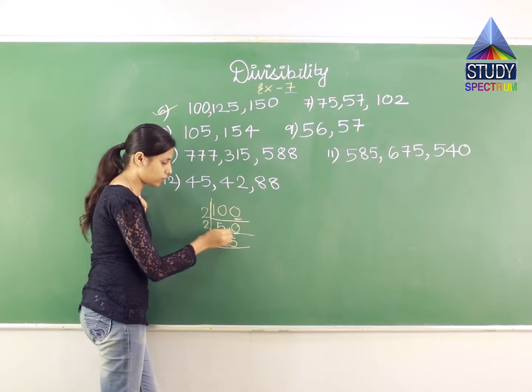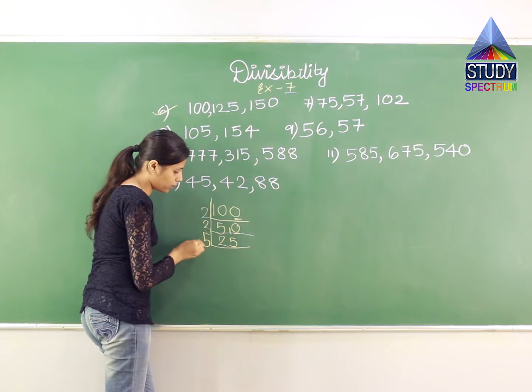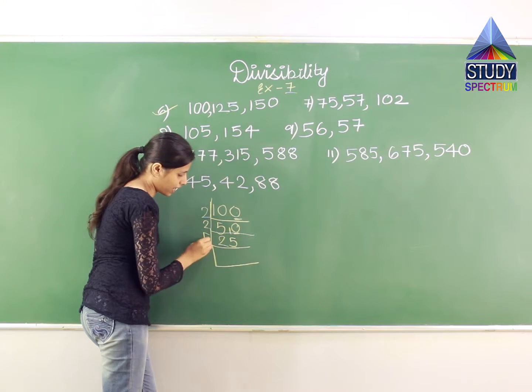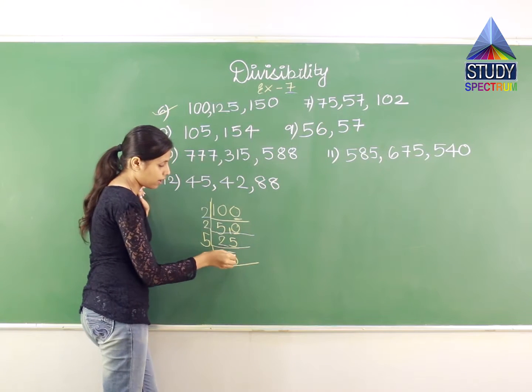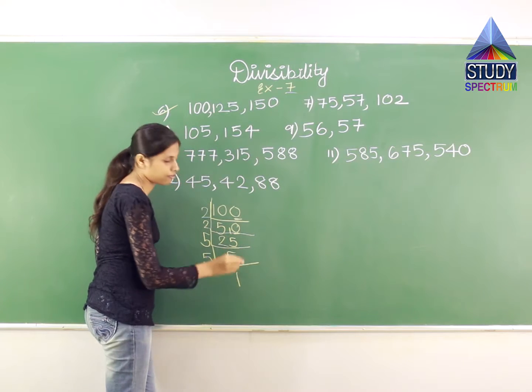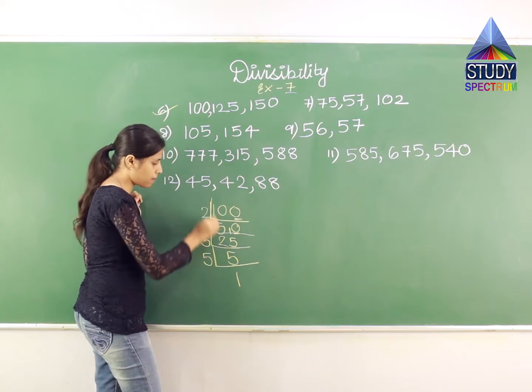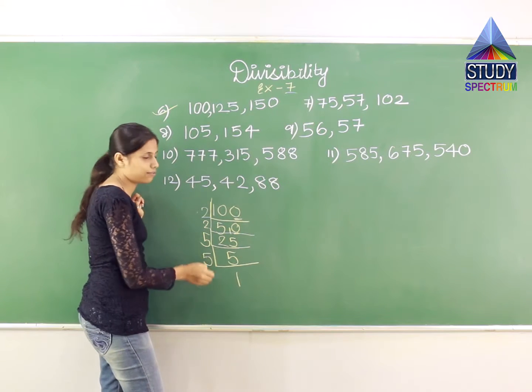Which means this number 25 will be divisible by 5. So let us divide it by 5. I'll divide 25 by 5. 5 5s are 25, right? So I have 5. Now 5 can be divisible by 5. So 5 1s are 5. So these are all the possible factors for 100. That is 2, 2, 5 and 5.